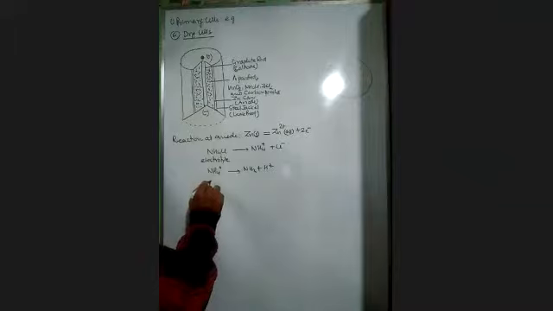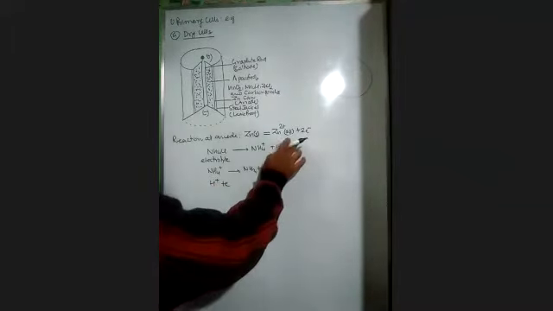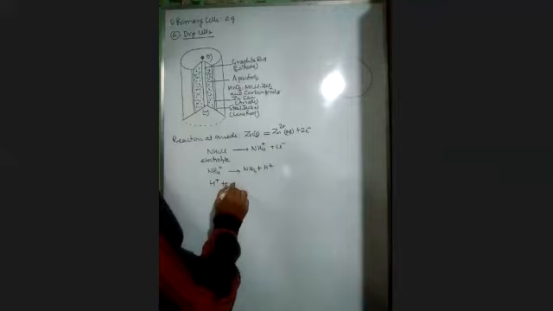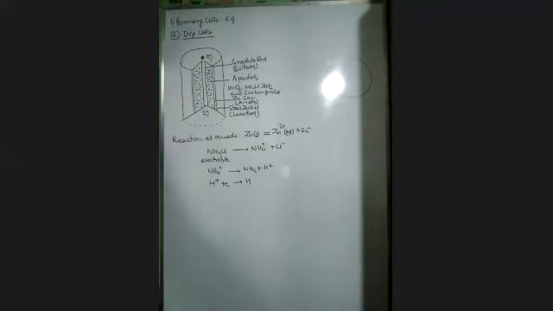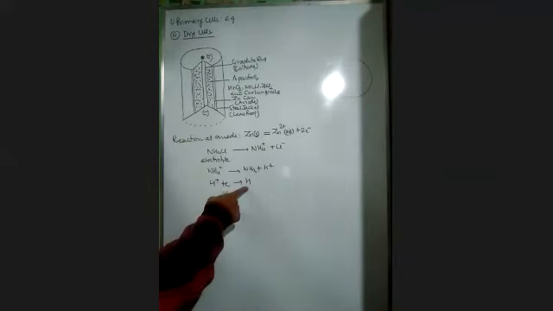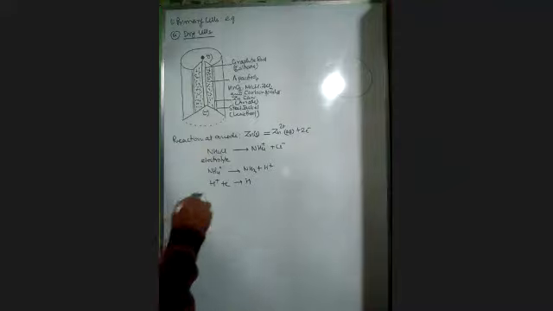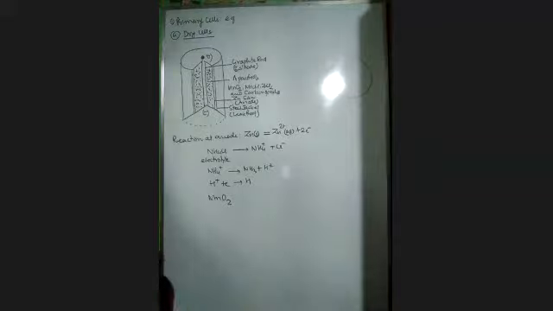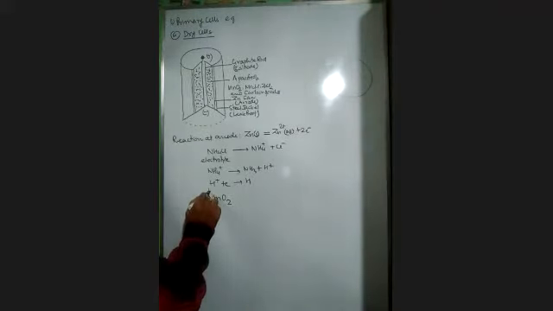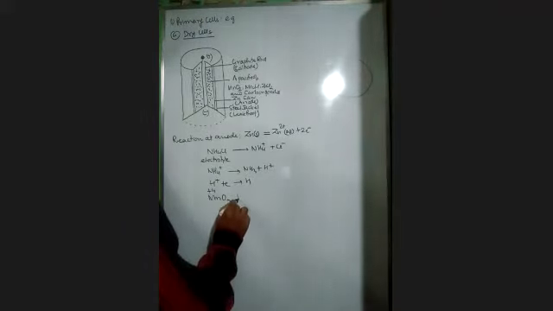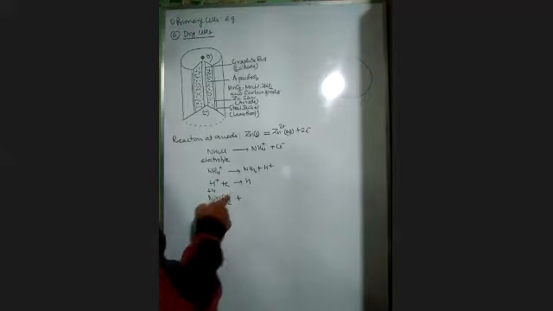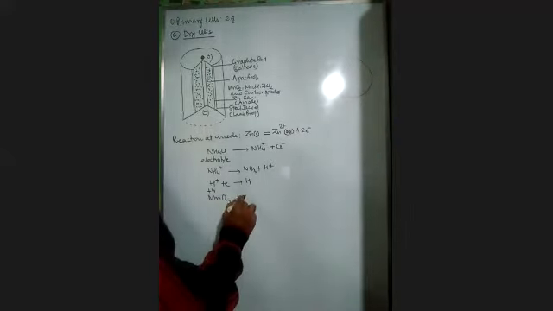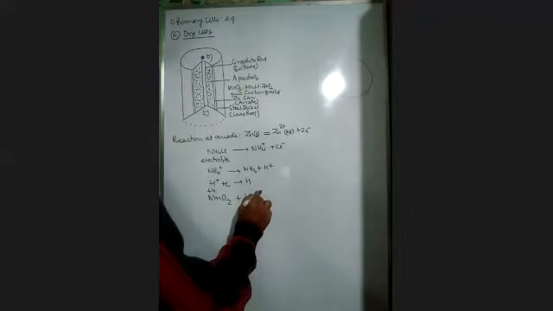See, this H plus takes this electron to give you H, hydrogen atom. Hydrogen atom is a very strong reducing agent. Now see here. What I have taken here now? Manganese dioxide. What is this oxidation state? +4. So this hydrogen reduces manganese dioxide to give you what?